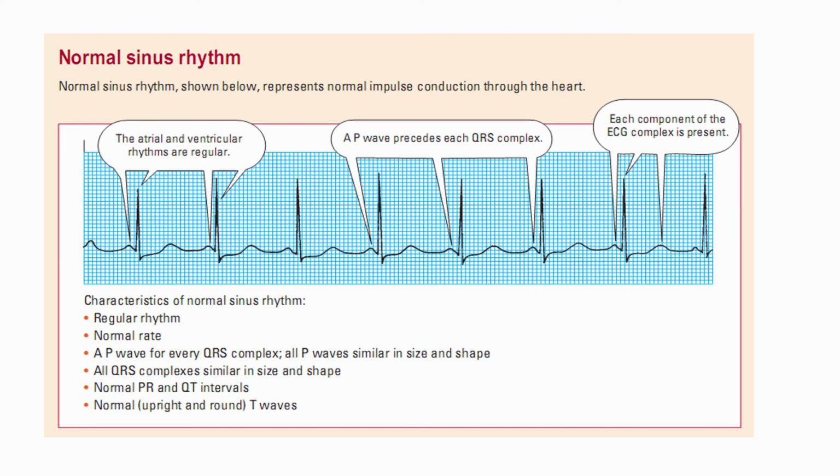So this is normal sinus rhythm, and you can write the answer with this step: regular rhythm, normal rate, a P wave for every QRS complex. All QRS complexes are similar in size and shape, normal PR and QT intervals and normal upright T waves. So this is the end of this lecture, and in the next lecture we will discuss the arrhythmias. Thank you very much.